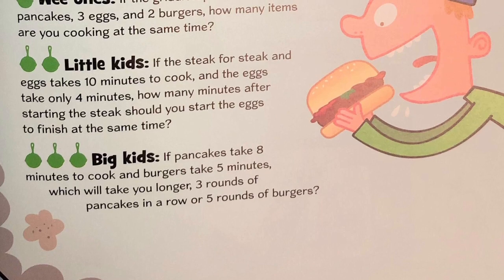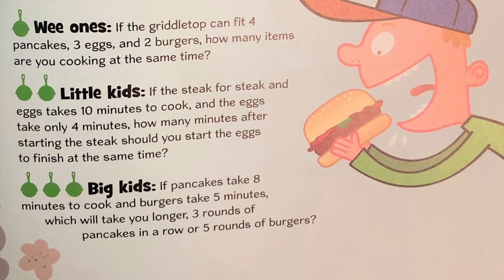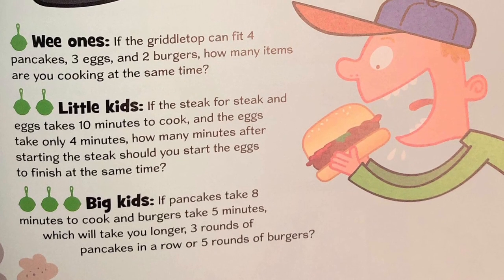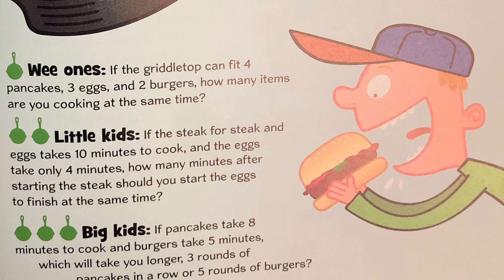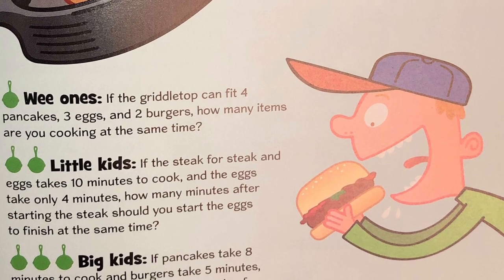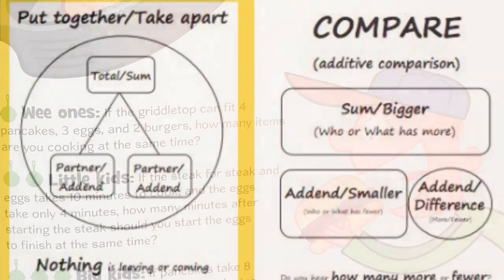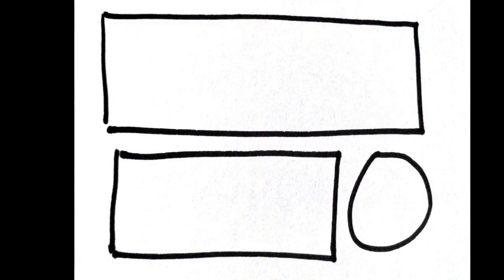Okay, here's the big kids question. If pancakes take 8 minutes to cook and burgers take 5 minutes, which will take you longer? 3 rounds of pancakes in a row or 5 rounds of burgers? So think, what kind of problem type is this? Some of you might be thinking, well, 5 rounds of burgers, that's a put together take apart problem. So is 3 rounds of pancakes, and you'd be right. If you also were thinking, well, it's a compare problem because we're comparing which one's going to take longer, then ding ding, you've got to the essence of the problem.